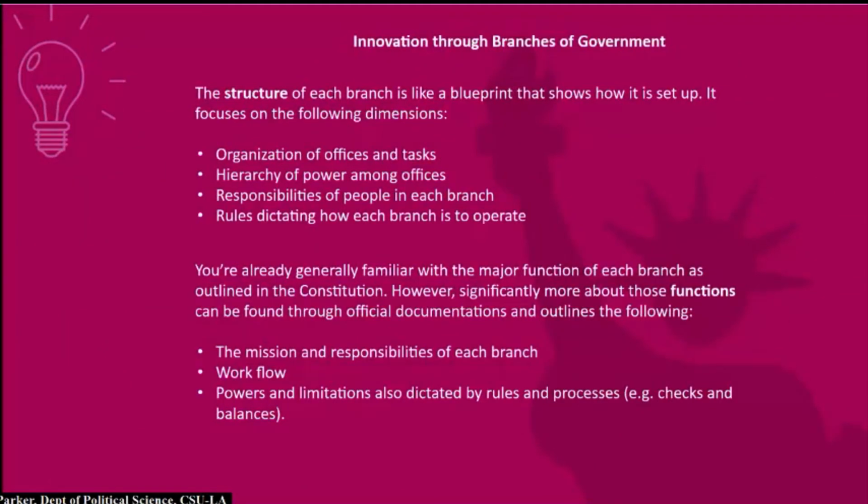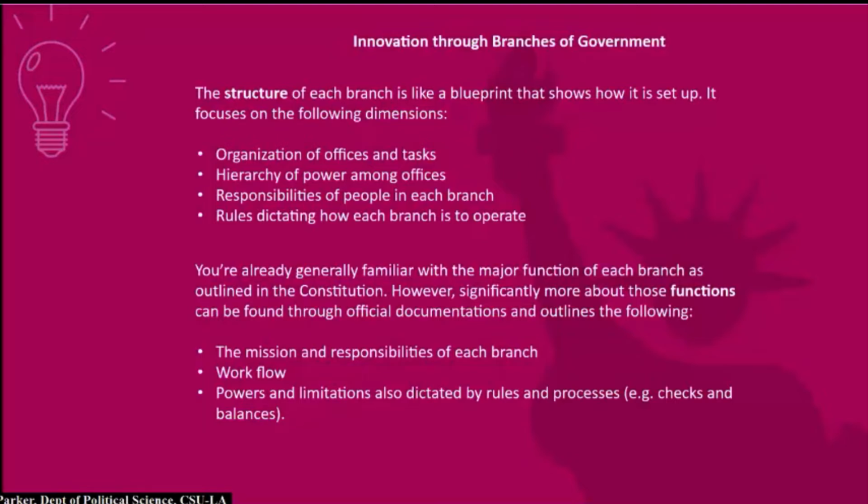Now, the structure of each branch is like a blueprint that shows how it's set up. It focuses on the following dimensions: how offices and tasks are organized within each organization, the hierarchy of power within these offices, the responsibilities of people in each branch, and the rules dictating how each branch is to operate.